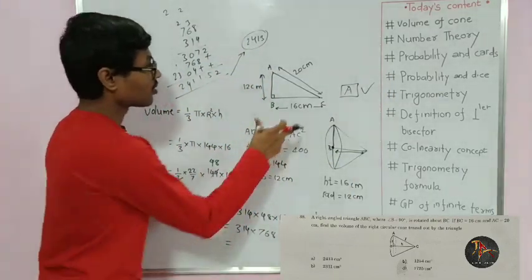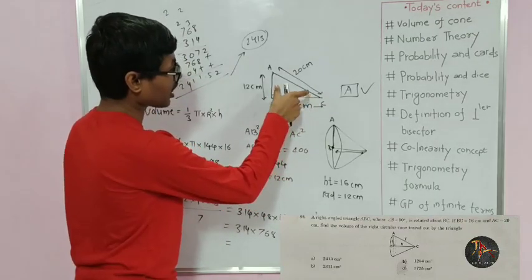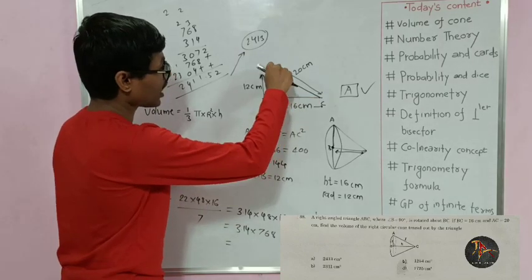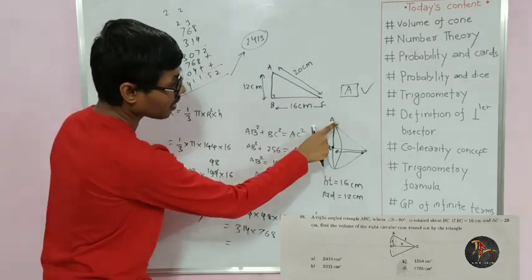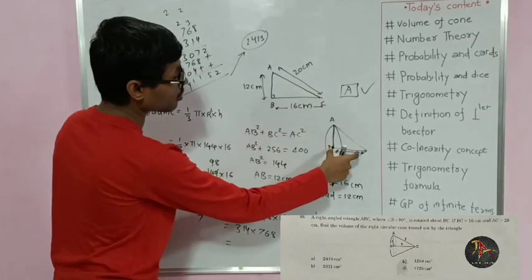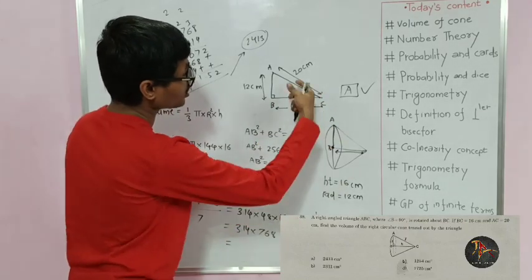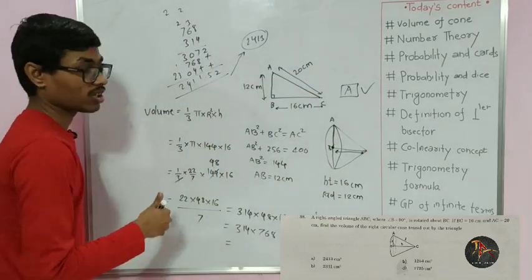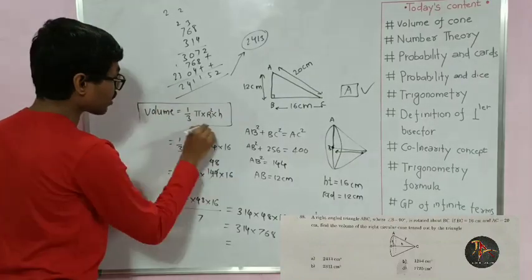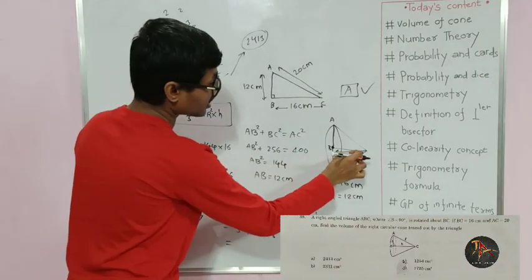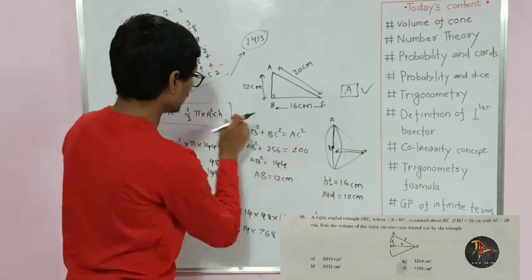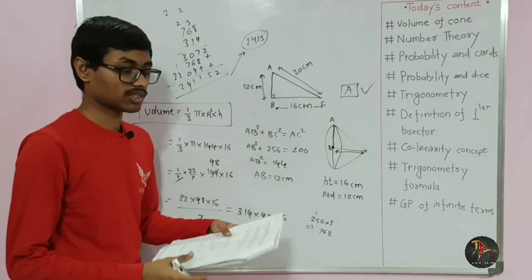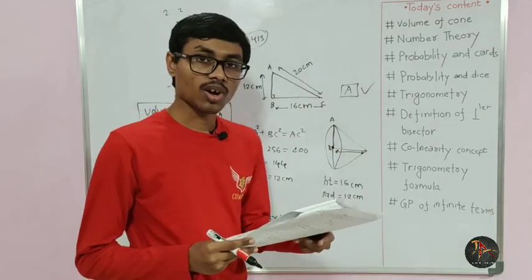In this question, we have to just imagine that if we take this plane and rotate it about this BC, then A will move in a circular path, and BC will remain the same. So if A moves in a circular path, it will be a cone shape. We have to find the volume of that cone, and the volume of that cone is given by 1/3 into pi into radius square, where radius square is AB square, into height. So if we calculate this, we will get A as the correct answer.